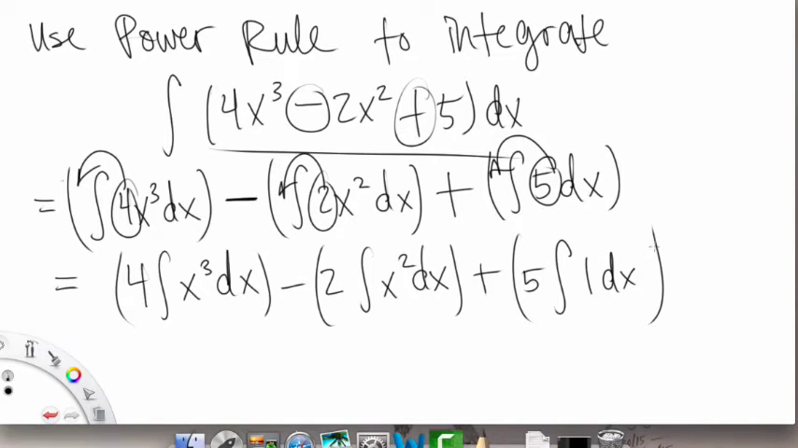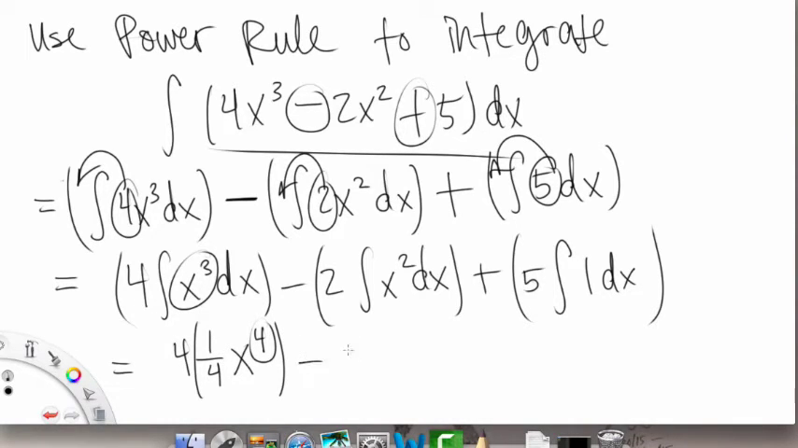All right, so now what we're going to do is just use the power rule, right? So what we're going to have is a 4 times, and now that we have this x to the third here, what we're going to do is add 1 to the power, so x to the fourth now, and then divide by that new power, so 1 over 4, okay?